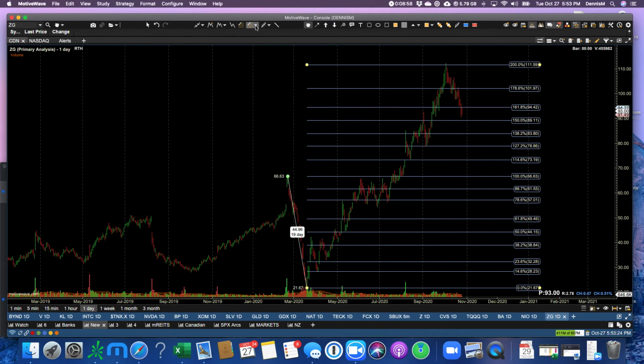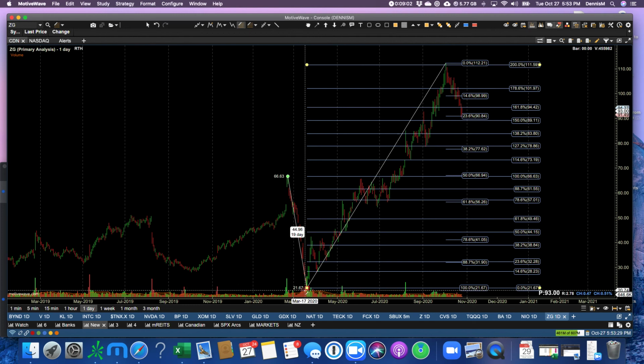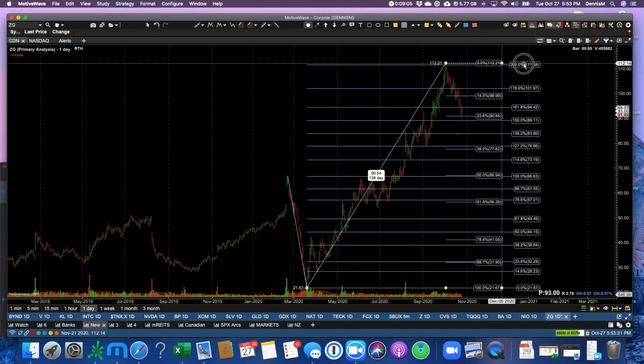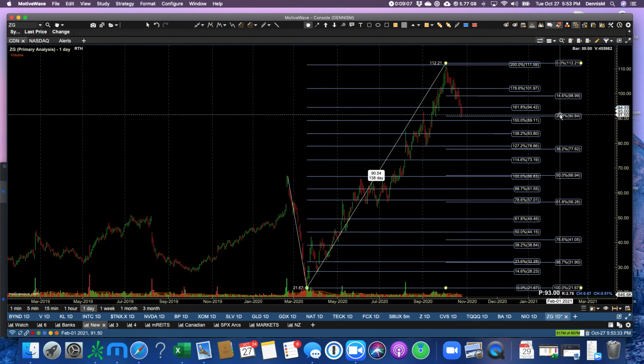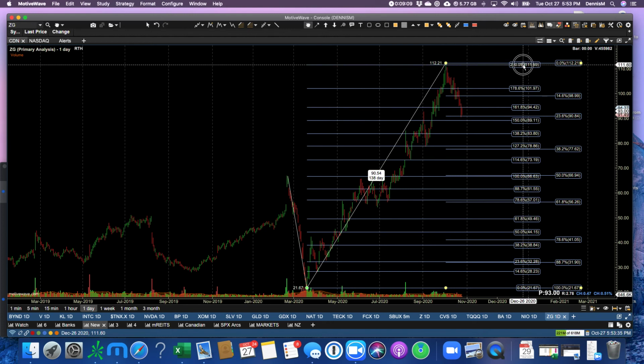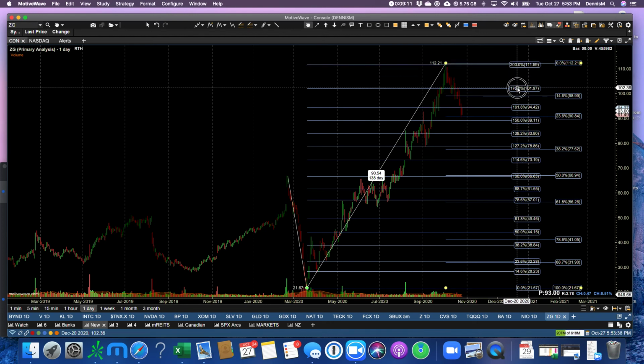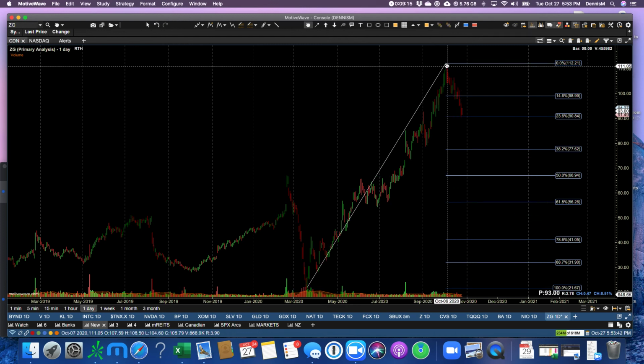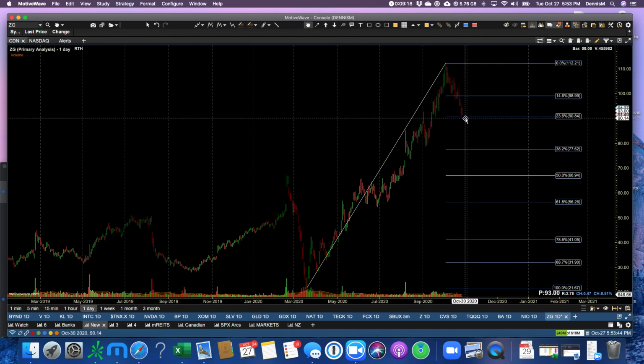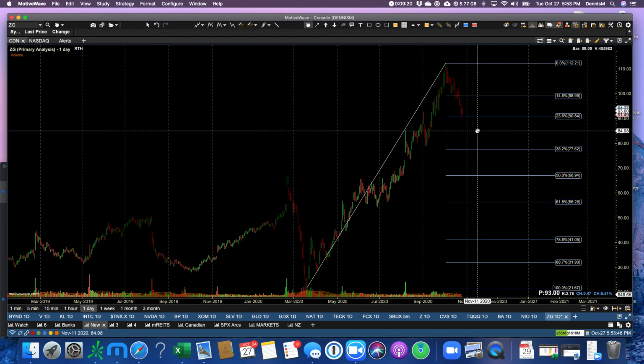If we take the Fibonacci and we just look at analyzing from here to here, we can see the pullback. Let's take this one out of here now. Let's take this one out. This was our extension to see how high we would go. Now let's see how far we're going to pull back. Look at where we got support, 23.6.